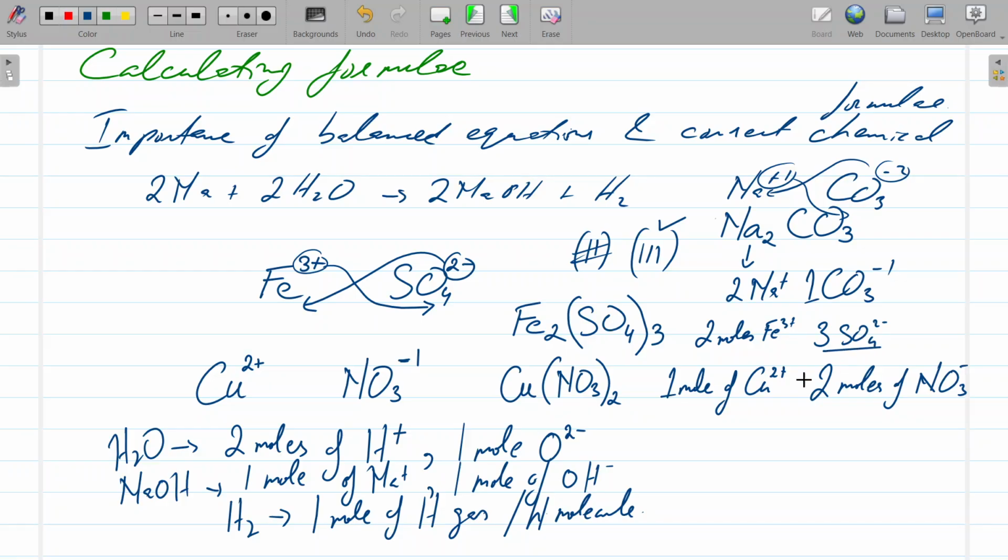So we have 4 moles of oxygen. If you want to look at oxygen independently, then overall you've got 6 moles of oxygen ions. Oxygen ions, not oxygen gas. 6. 2 times 3 is 6. Oh yeah, sorry.